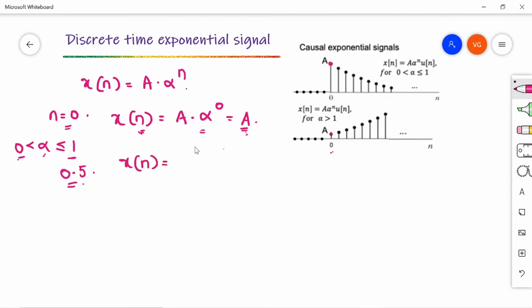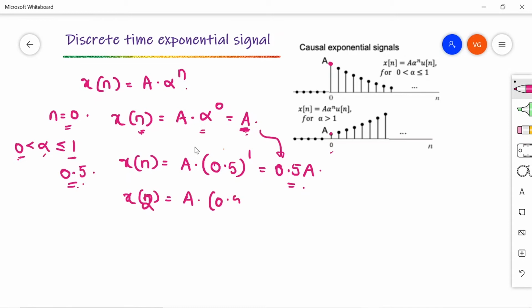Suppose you are taking n is equal to 1. So 0.5 to the power 1, right? Alpha is equal to 0.5 and n is equal to 1. Then what happens? 0.5 times a. So the value is reduced. The exponential signal amplitude at n is equal to 0 is a. At n is equal to 1, it is reduced to 0.5 a, when alpha is taken as 0.5, that is less than 1. Now suppose we take n is equal to 2, then what happens? At n is equal to 2, a into 0.5 whole squared, right?